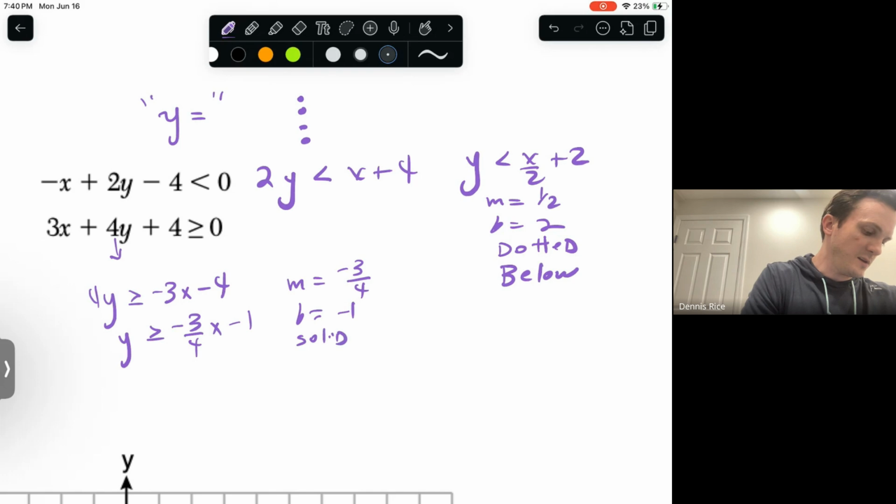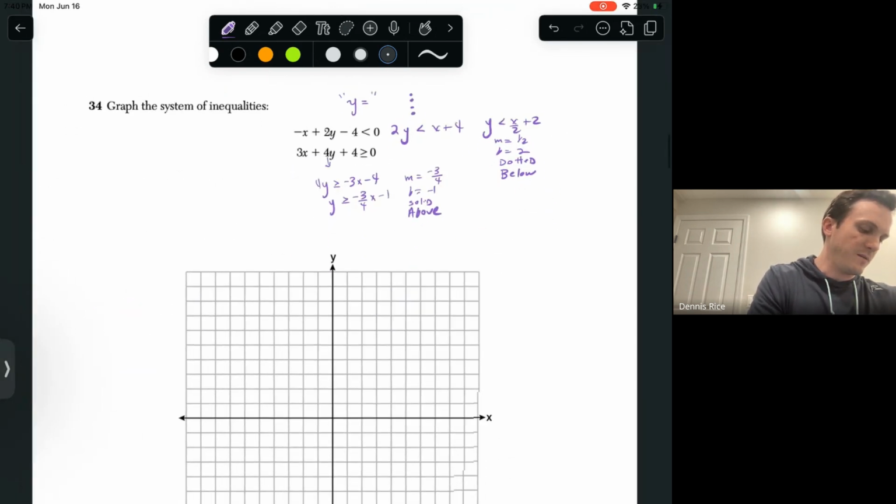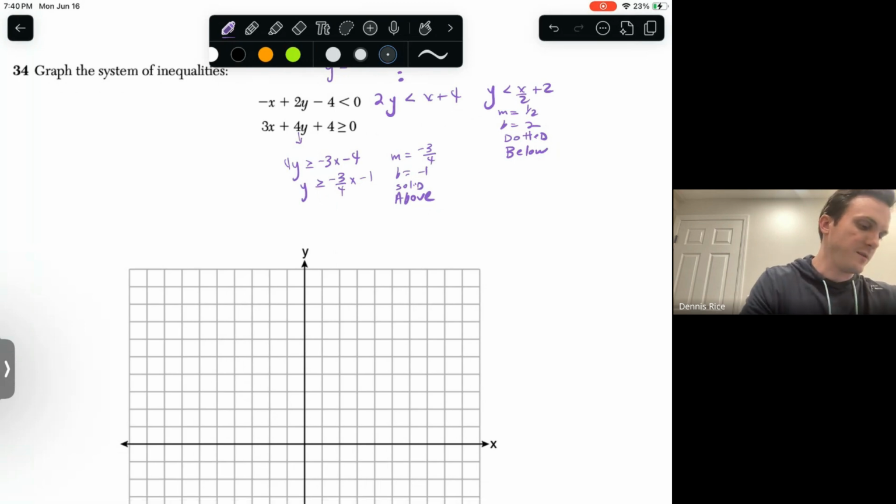Solid line because of the equal to. And where would you shade here? Above, above. Now, obviously, you might not have a grid ready to graph with you, so you could just look on for this part. Do one at a time. So I'm going to start with this one.